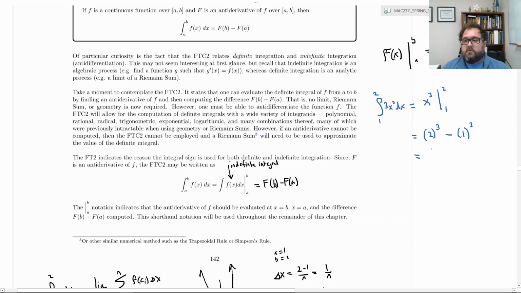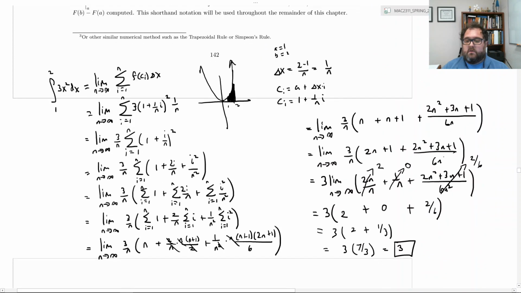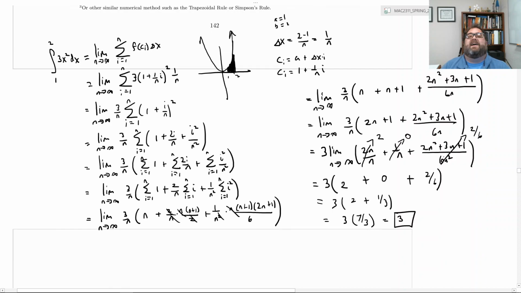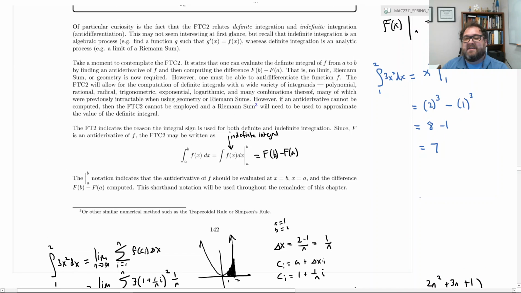2 cubed being 8, 1 cubed being 1. Equals 7. Oh, what did I do down here? I said that 3 times 7 over 3 was 3. Don't think so. 7, which we confirmed using what? 30 seconds of our time? Maybe a little longer since I talked through it.